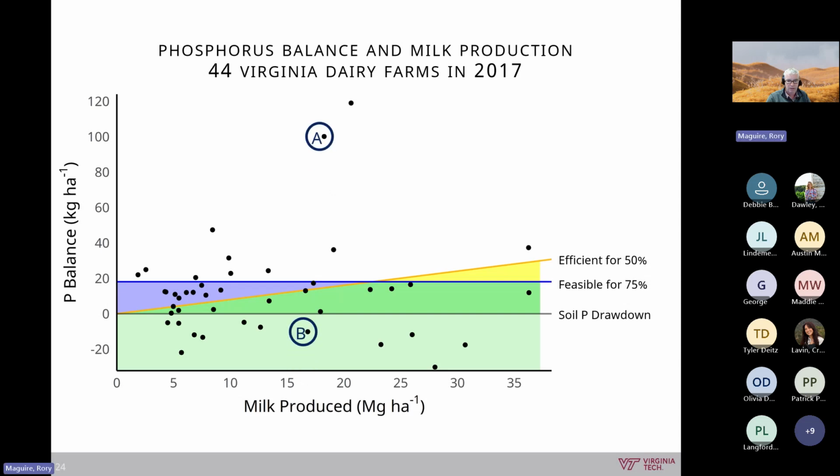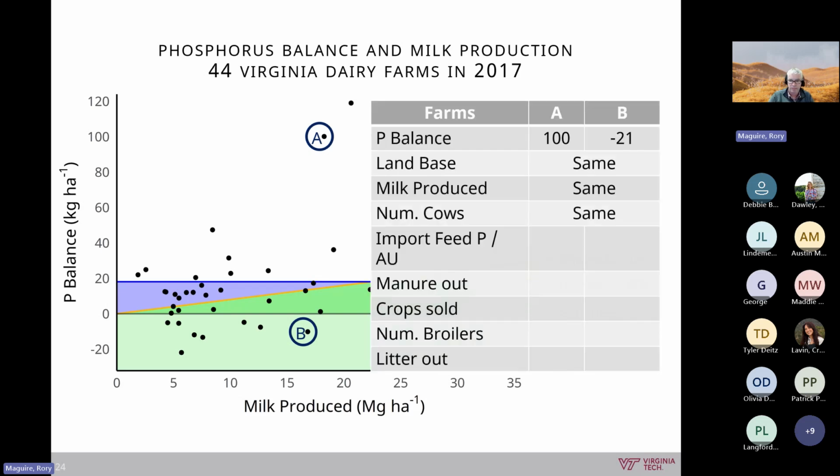So comparing these two farms, Farm A and Farm B, they have similar milk production, but obviously their phosphorus mass balance is very, very different. Farm A has a positive balance of about 100 kilograms per hectare, whereas Farm B is actually exporting more phosphorus than importing. The land base is the same, so the number of acres is the same. Milk production is about the same, and the number of cows is the same.